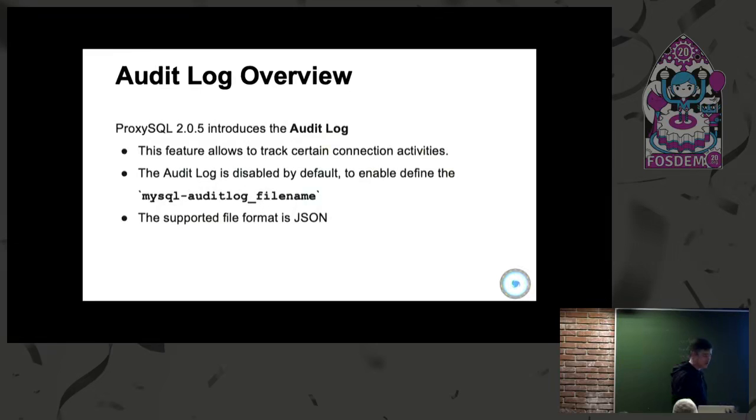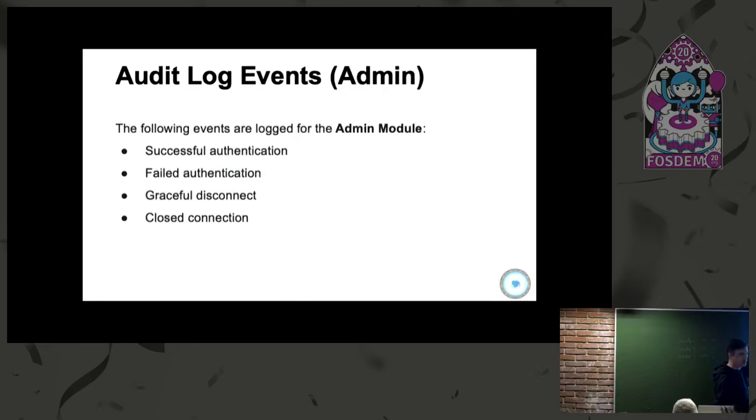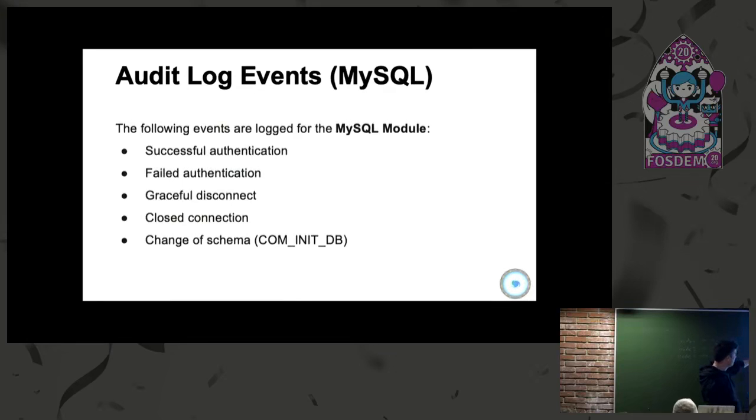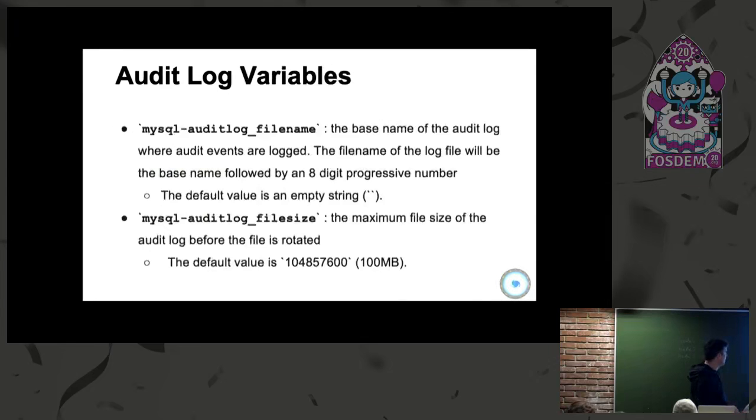Audit log is a new feature that was sponsored in ProxySQL 2.0. This allows you to track events both for the MySQL module and for the admin module. So you can track successful and failed authentications, graceful connects, closed connections, change of schemas within MySQL, and also you can see what's being changed within ProxySQL admin.